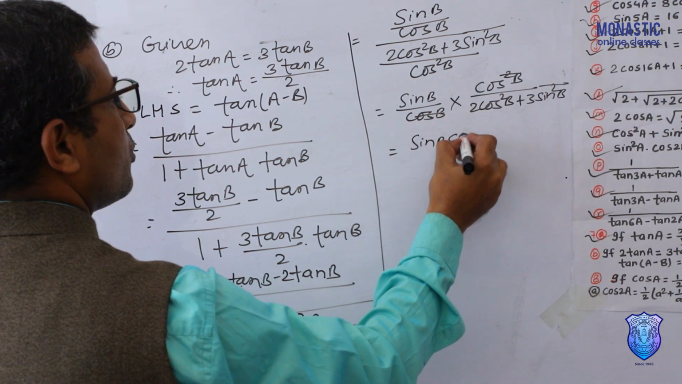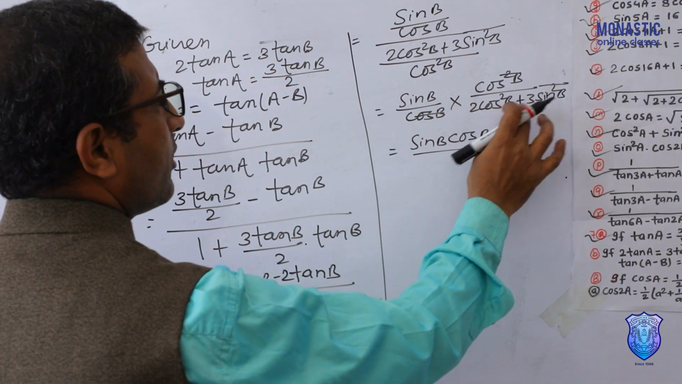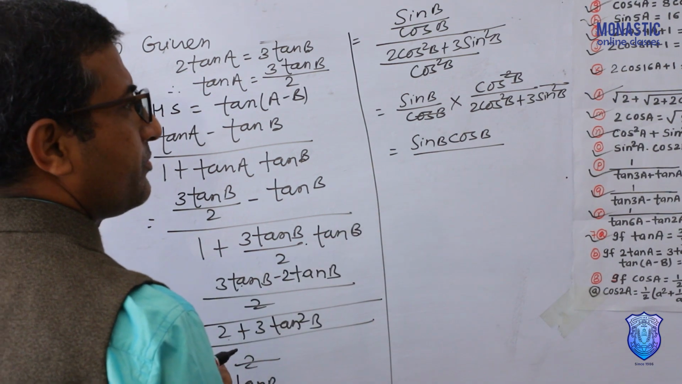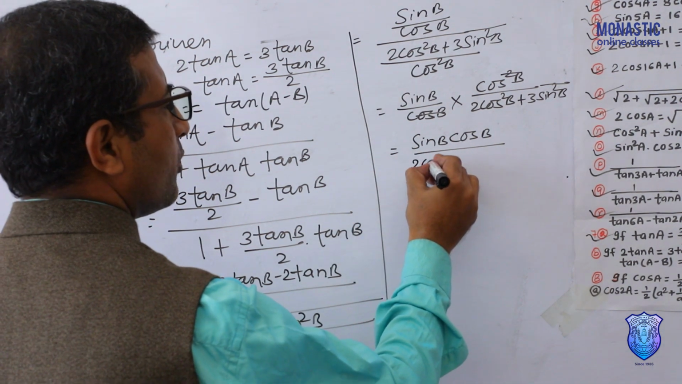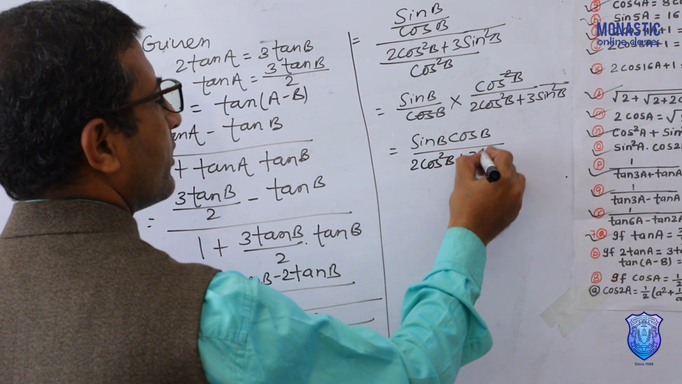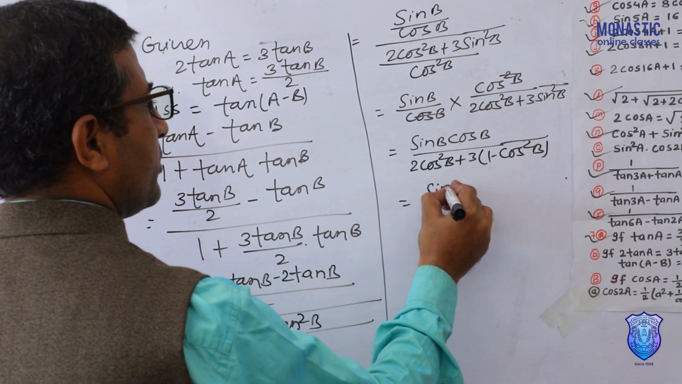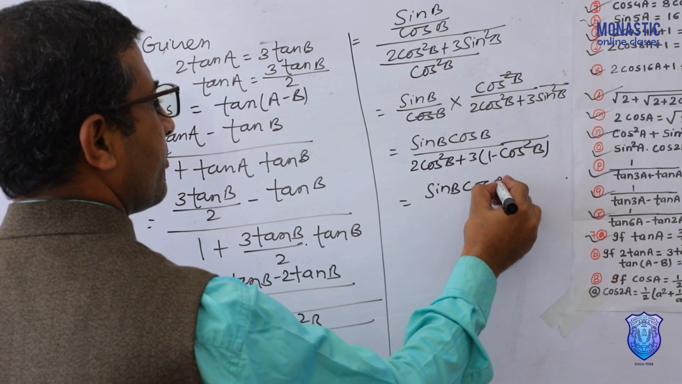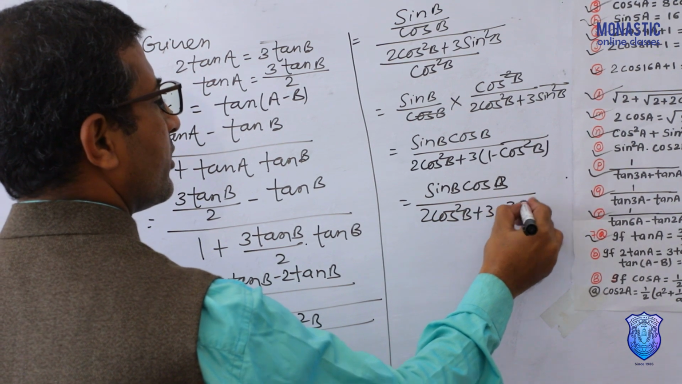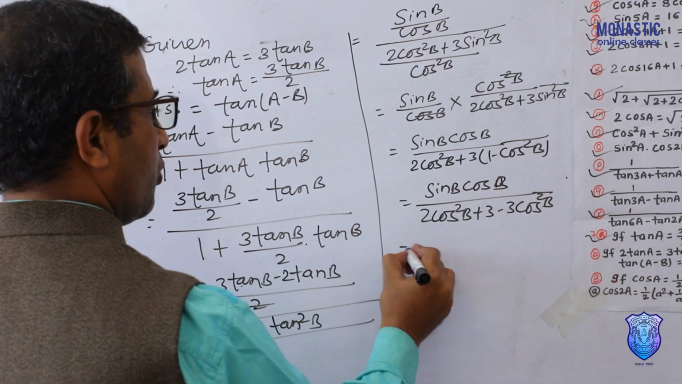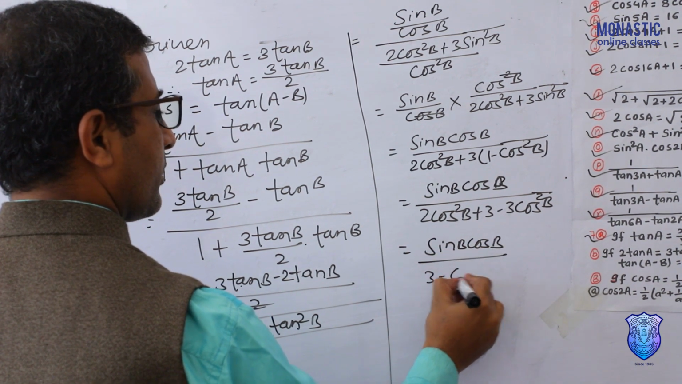Sine beta into cos beta. We can convert both of them into the same, either in cos or in sine, or we can do it without doing this also, but I would like to convert them into cos. Sine beta cos beta over 2 cos square beta plus 3 minus 3 cos square beta. What's the final result we got? That's it.